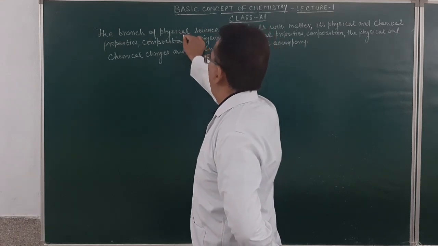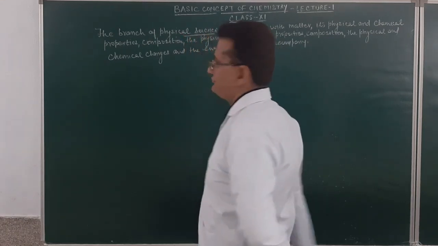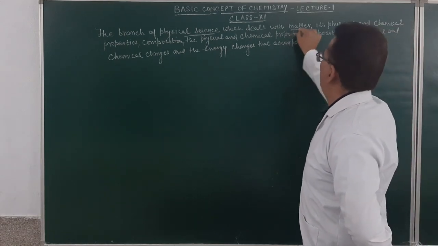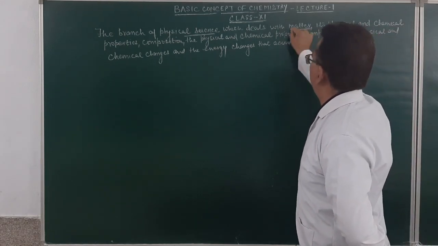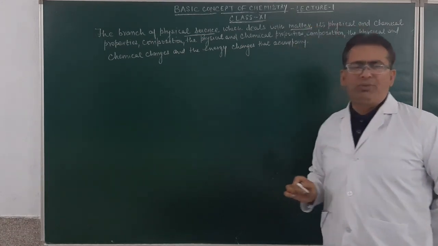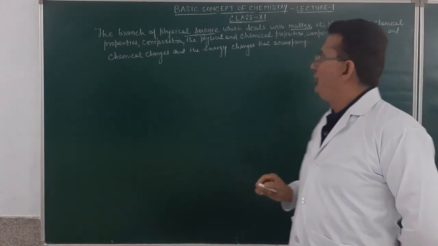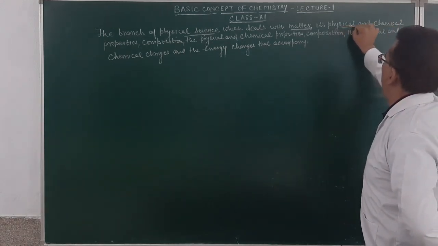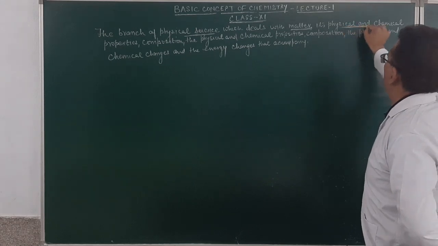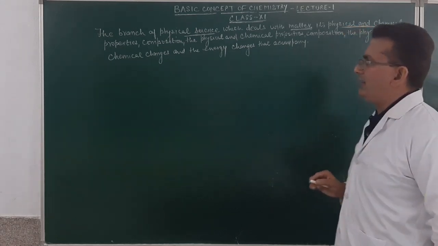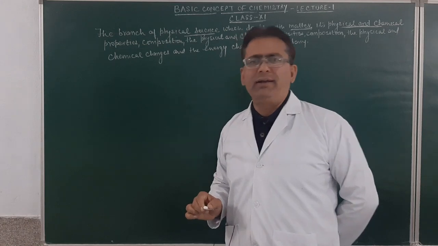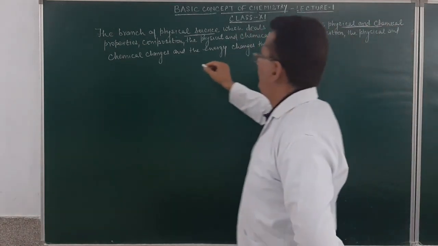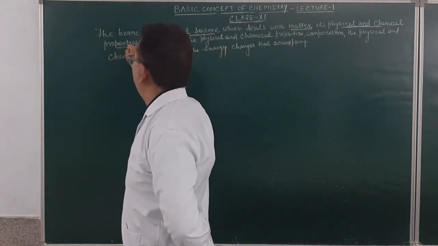Chemistry is a branch of physical science which deals with matter. I am underlining the word matter. What is matter? Anything which occupies space and has mass. So, a branch of physical science which deals with matter, its physical and chemical changes, or its physical and chemical properties.